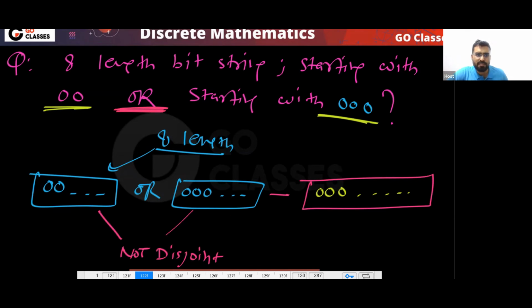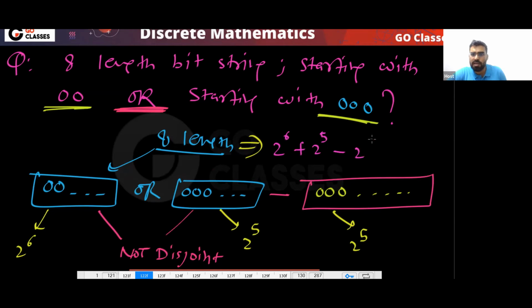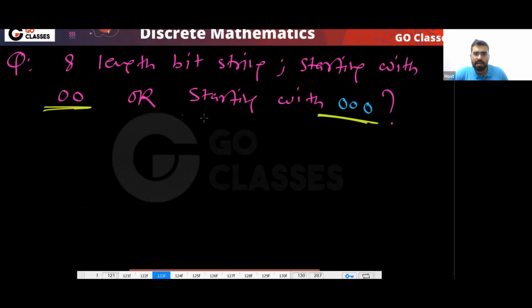So this will remove this. Basically, you have 2 power 6 here, 2 power 5 here, and 2 power 5 here. So 2 power 6 plus 2 power 5 minus 2 power 5. The answer will be 2 power 6. Remember, actually, this is nothing.